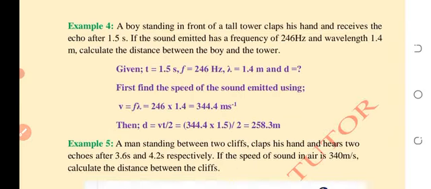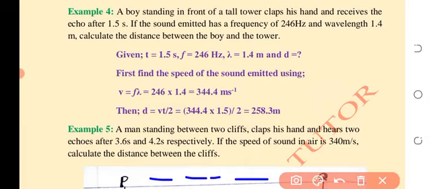Another question on echo: a boy standing in front of a tall tower claps his hands and receives the echo after 1.5 seconds. If the sound emitted has a frequency of 246 Hz and a wavelength of 1.4 meters, calculate the distance between the boy and the tower. Instead of the speed of sound in air, we were given the frequency and the wavelength, which we will use to calculate the speed of sound in air.